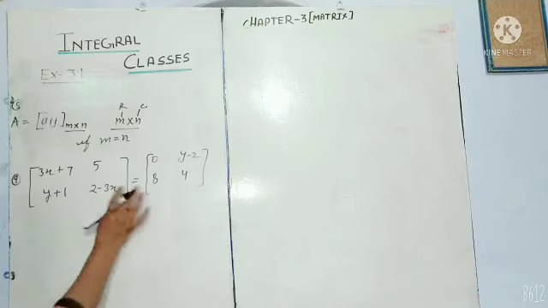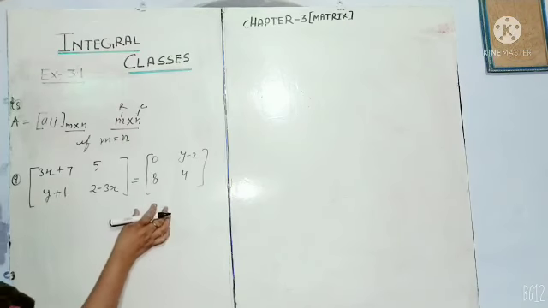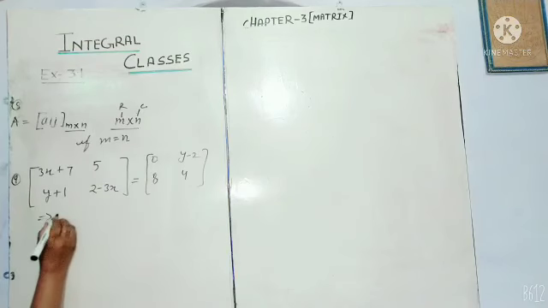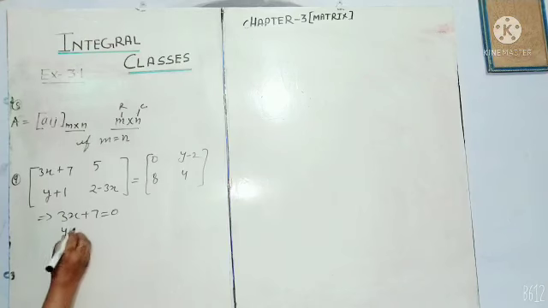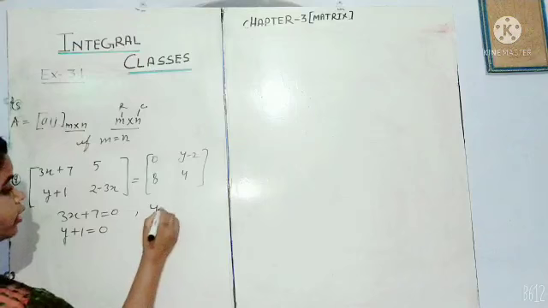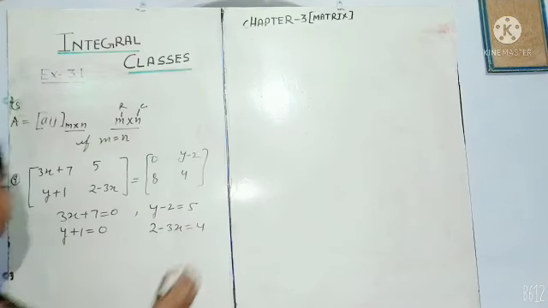Now come to question number 9. In question number 9, student, again it asks to find the values of x and y, and we have two matrices which are equal. So again we will use the property: if two matrices are equal, their corresponding elements are also equal. Therefore student, 3x plus 7 equals 0 and y plus 1 equals 0. Here y minus 2 equals 5 and 2 minus 3x equals 4.